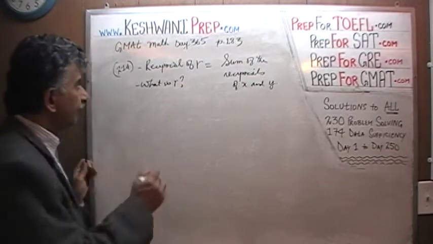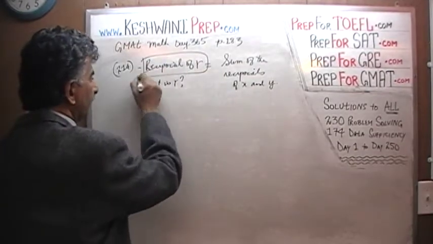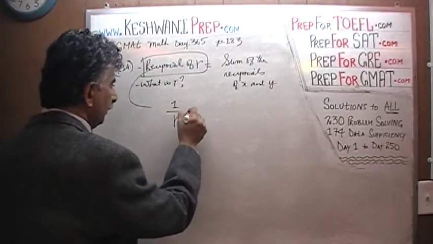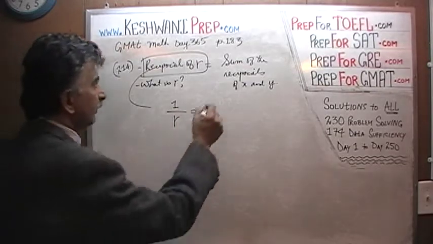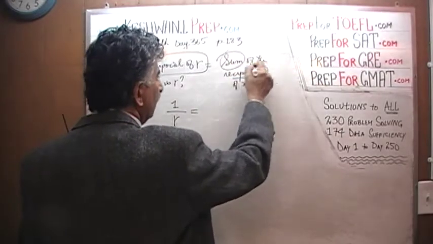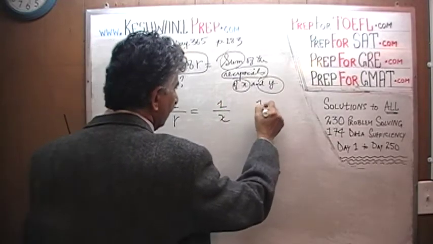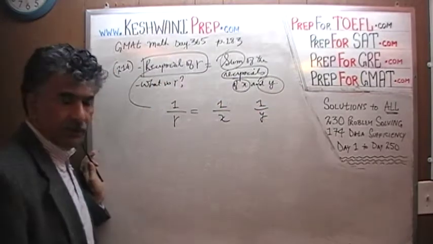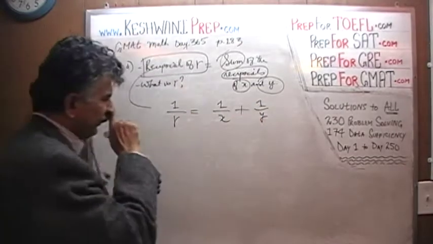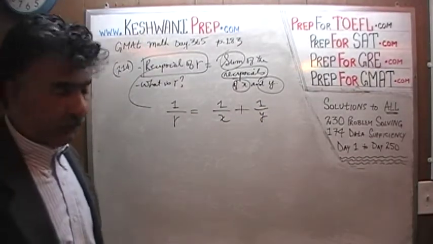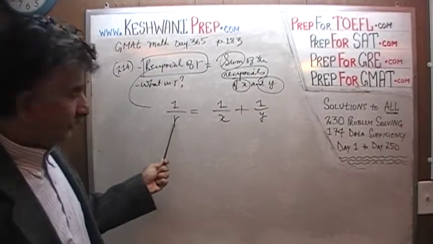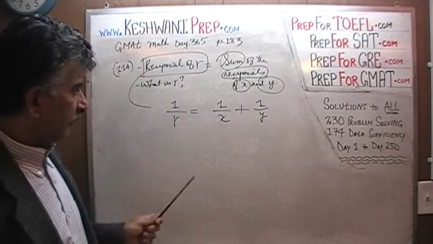Let's find out, shall we? Reciprocal of R is simply 1 over R, and we are told that it equals the sum of the reciprocals of X and Y. Reciprocal of X is 1 over X, reciprocal of Y is 1 over Y, and it is the sum of those two. So let's find out, shall we? We are interested in R. Right now we have the reciprocal of R. We are interested in R.